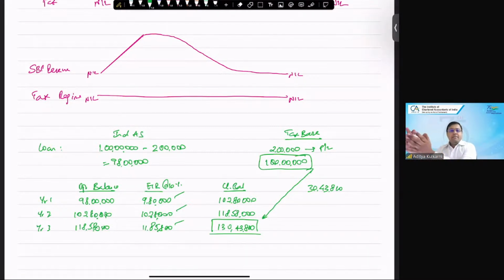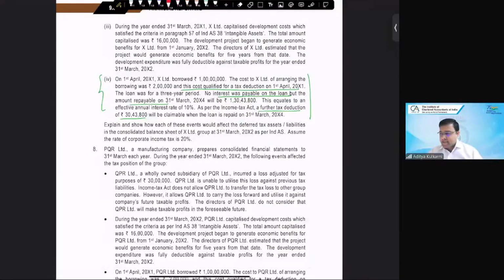So in the end, ultimately I am meeting a common point, right? So this difference between 98 lakhs and 1 crore and all these differences, can I say they are only temporary differences? Yes, sir. Because at the end, ultimately the value to be paid is the same under the tax base or under the accounting base. Yes or no? Yes, sir. And therefore, the question is asking what is the treatment? Explain how each of these events would affect the deferred tax assets or liabilities.